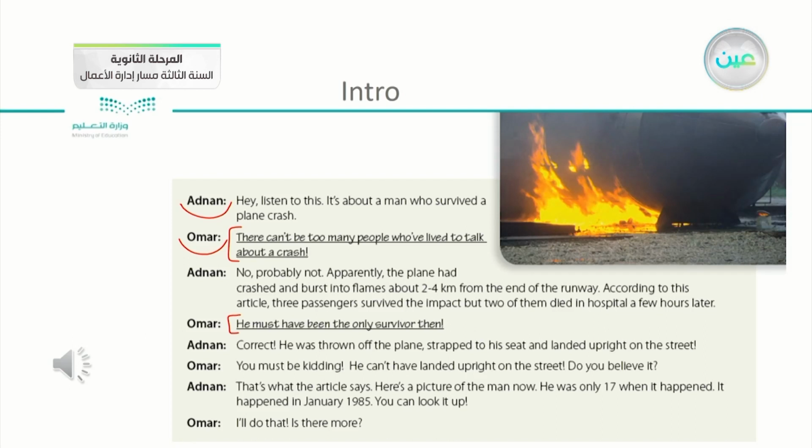Okay, now we have listened here when Omar deduced what happened. He said that he must have been the only survivor. Why did Omar say that? Because he knew that unfortunately most people who experience a plane crash don't survive. So he said he must have been the only survivor then.